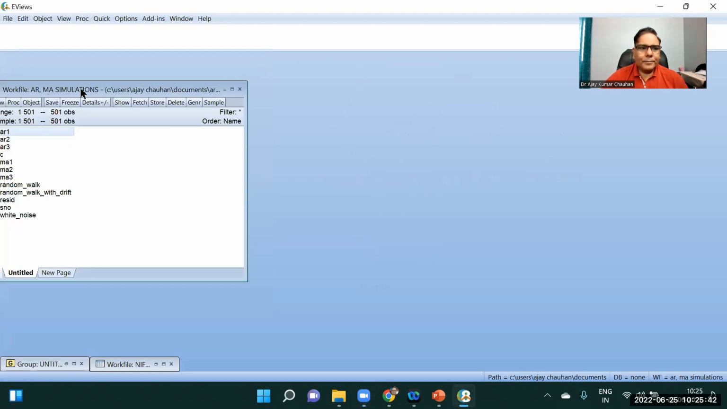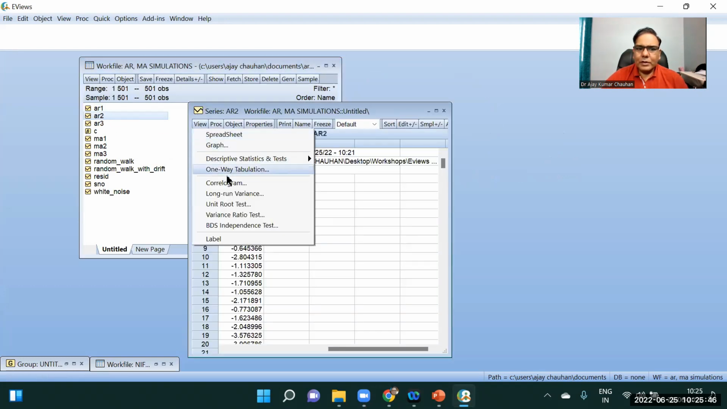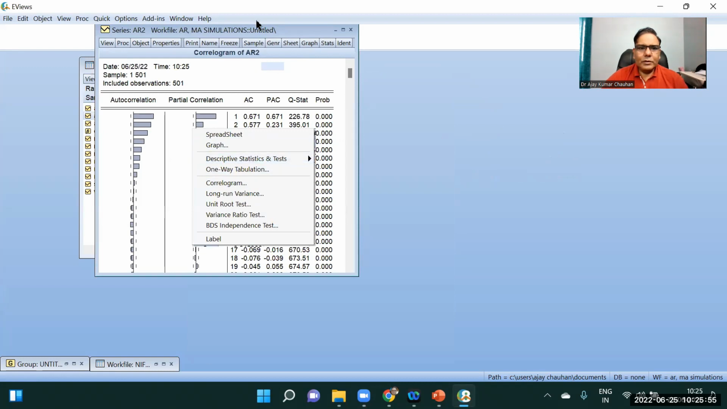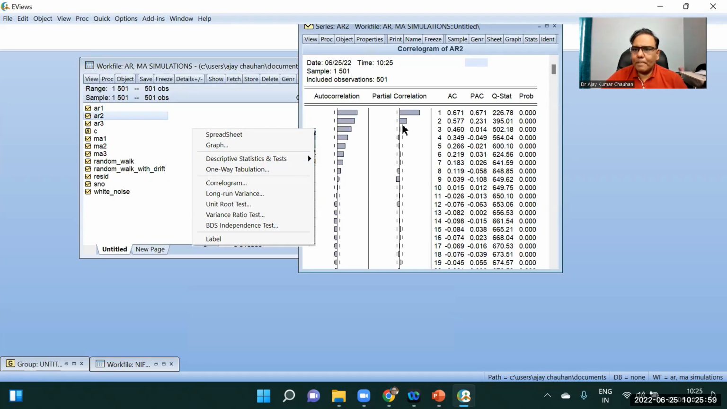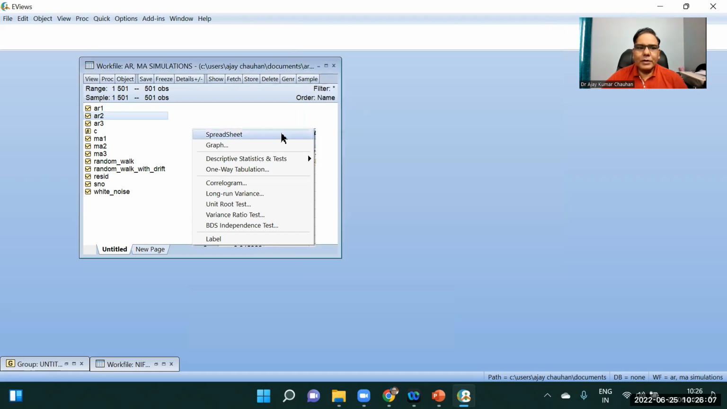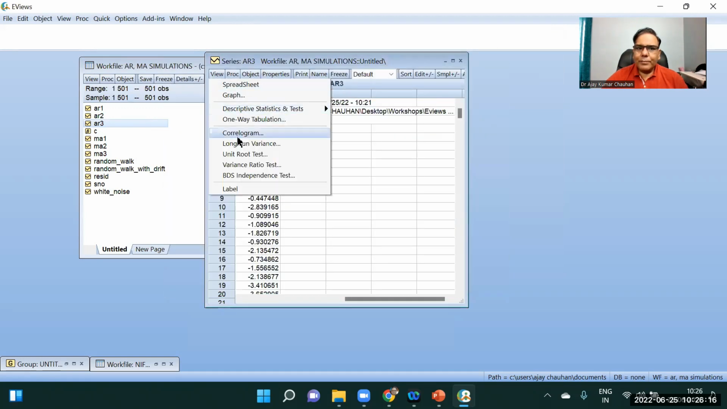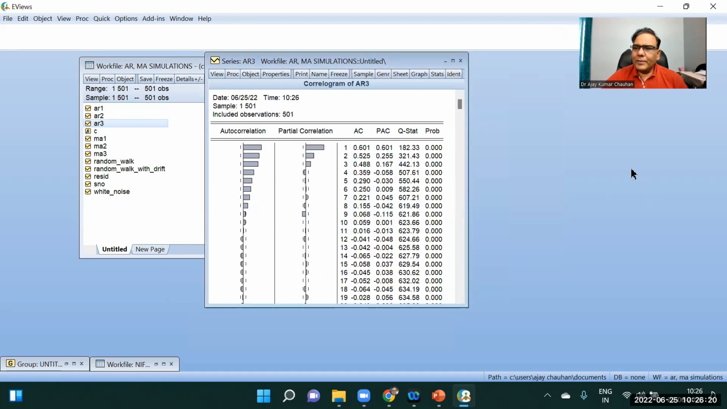If I click on the AR2 series, now tell me how many spikes are significant. Two. So when two spikes are significant, it means the series is an AR2 series. Similarly, if I click on AR3 and plot the correlogram, how many spikes are significant in the partial correlation? Three. So if you have any series and three spikes are significant, this is an AR3 series. If two spikes are significant, it is AR2. If only one spike is significant in partial correlation, it is AR1.